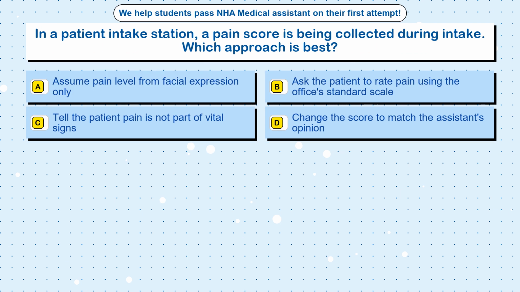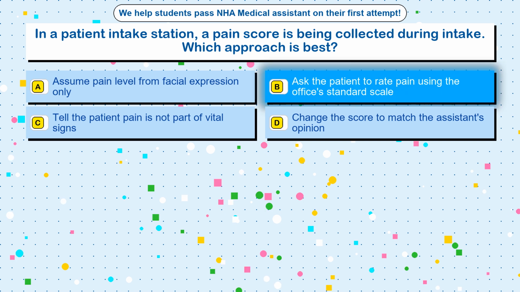Question 86. In a patient intake station, a pain score is being collected during intake. Which approach is best? Option A. Assume pain level from facial expression only. Option B. Ask the patient to rate pain using the office's standard scale. Option C. Tell the patient pain is not part of vital signs. Option D. Change the score to match the assistant's opinion.